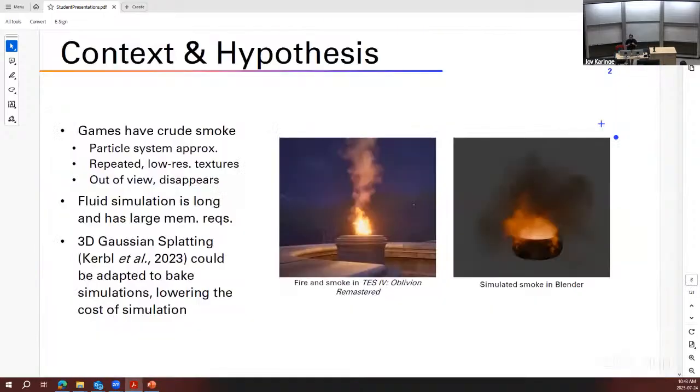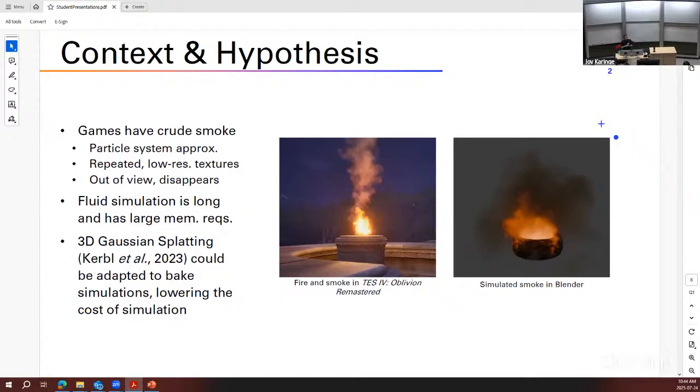As you may know, games often use crude position and velocity-based particle systems to approximate smoke. Even in cutting-edge games like The Elder Scrolls IV: Oblivion Remastered, which is pretty much the prettiest game I've ever seen, it still looks fake. You can see the repeated texture particles. When you move your camera out of view, the particle emitter stops. Snap back your view, it begins again. Super jarring.